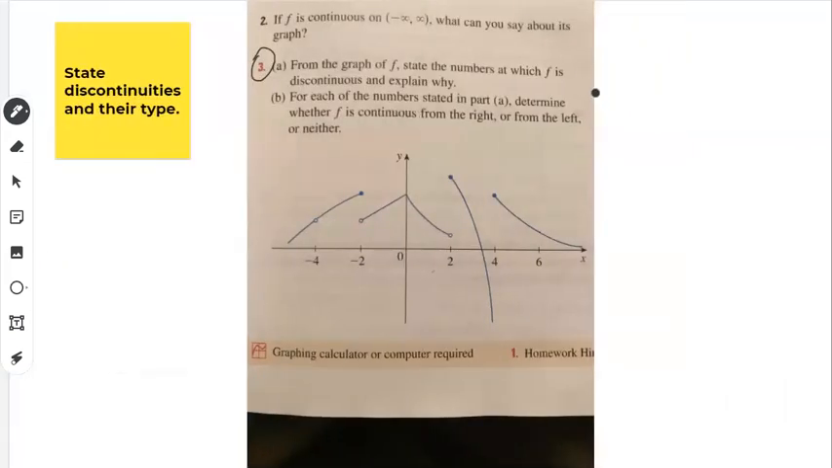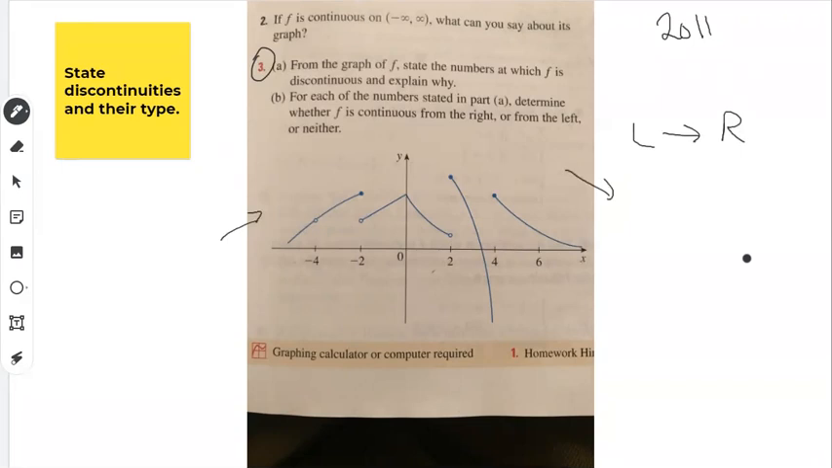Okay. For this one, we're going to state the discontinuities, their locations, and their type. So I circled number 3 right here. And this is from my old calculus textbook, 2011. So what we're going to do with this one is we're going to look at the graph. We're going to study it. We're going to see where the discontinuities are and what their types are, okay? And what we're going to do is we're going to move from the left to the right. So we're going to start at this end over here, and then we're going to make our way all the way over here.